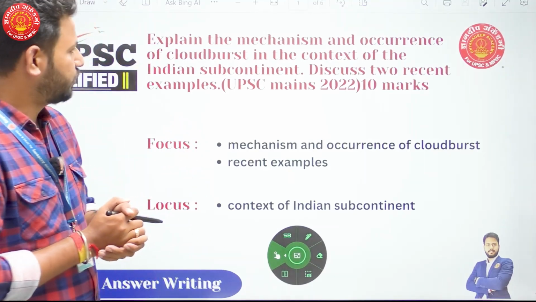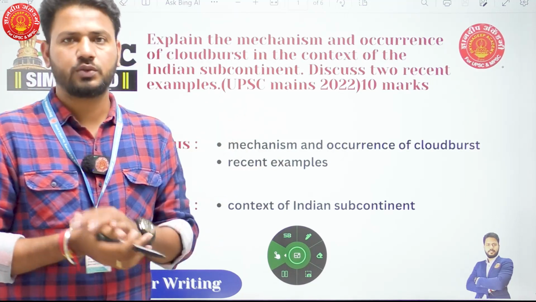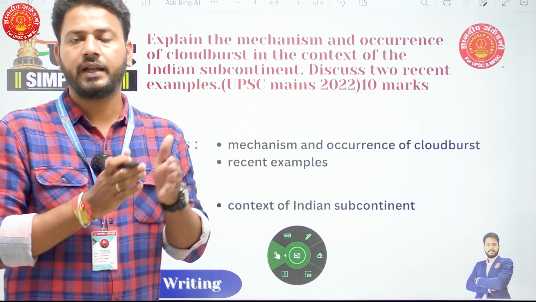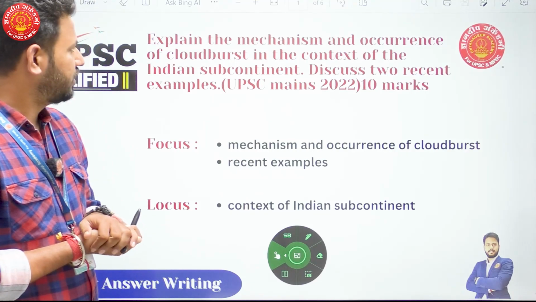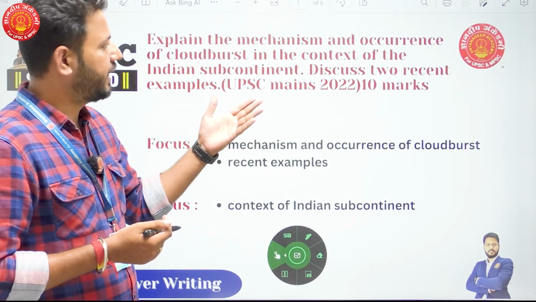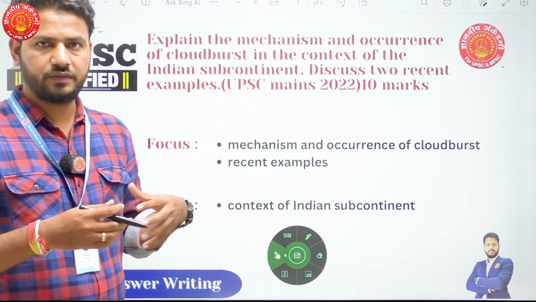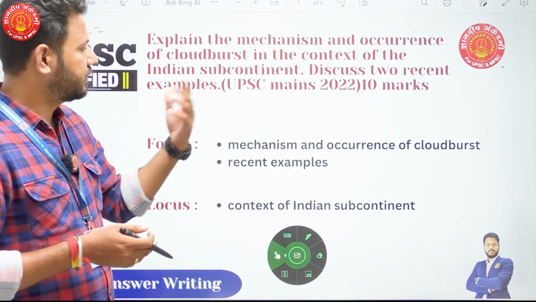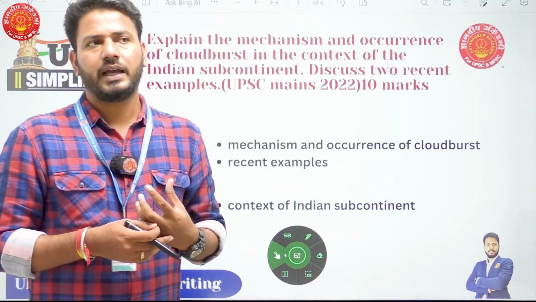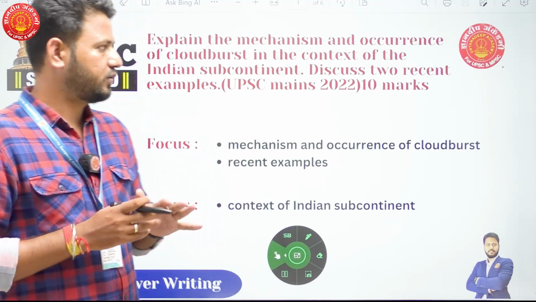Today, we have a question from UPSC MAINS 2022. This question is from paper 3 and disaster management. Now the question is, explain the mechanism and occurrences of cloudburst in context of Indian subcontinent and discuss two recent examples. Now this question is quite straightforward and this is only for 10 marks.